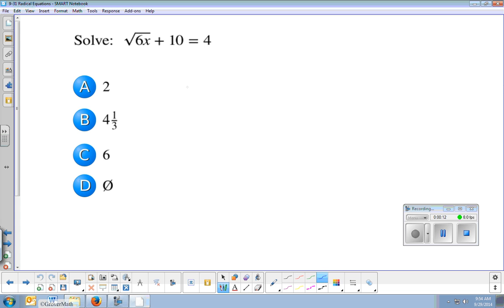How do I know it's square root? Because there's not a number here. If there was a number, if there was a 3 there, it'd be cubed root. This is square root. And the majority of this lesson is going to be dealing with square root. Maybe I'll throw a cubed root at you towards the end in class or something like that to challenge you. But the majority is going to be square root. So this is square root of 6x plus 10 equals 4.